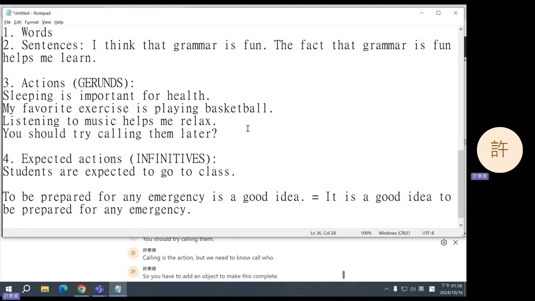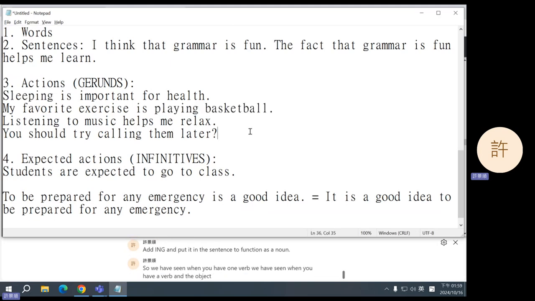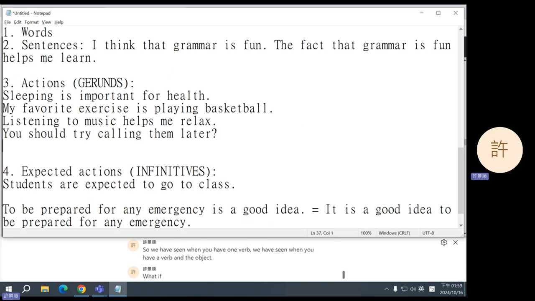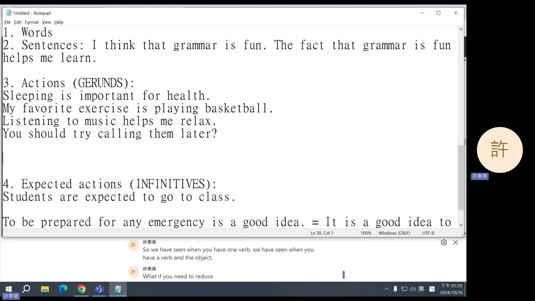So these are gerunds. Take a verb or a verb phrase, add ing, and put it in the sentence to function as a noun. So we have seen when you have one verb, we have seen when you have a verb and the object. What if you need to reduce a whole sentence into a gerund?